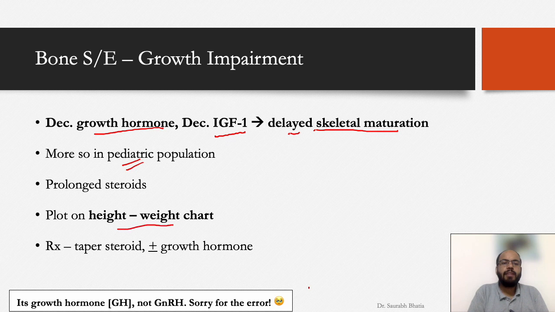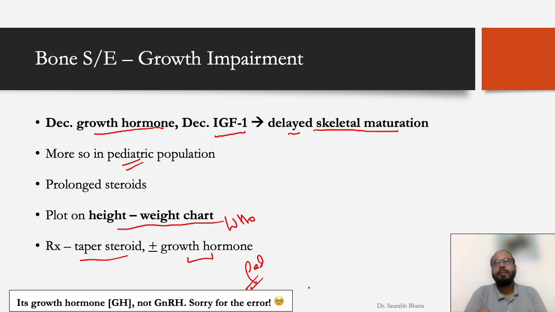Now, how to look for it and prevent it? Plot the height and weight of the patient on a height and weight chart. These are WHO charts. They're available in all OPDs with your pediatrician. It is separate for boys and girls. So you need to keep on plotting it on the graph and see if the growth is impaired or not. Treatment is to taper the steroid and stop them as soon as their need is met. And you can also consider giving growth hormone supplements for the patient to grow. But always discuss with your pediatrician if you are considering growth hormone.